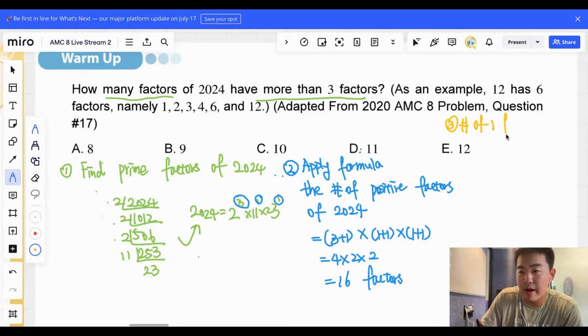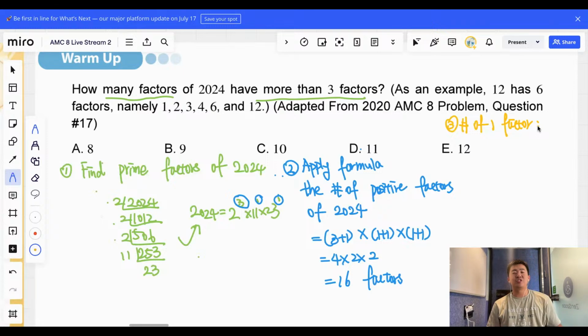Number of 1 factor. So which number has only 1 factor? It's just 1, right? 1 is a factor of every integer, and 1 its only factor is 1. So number of 1 factor is 1, okay?